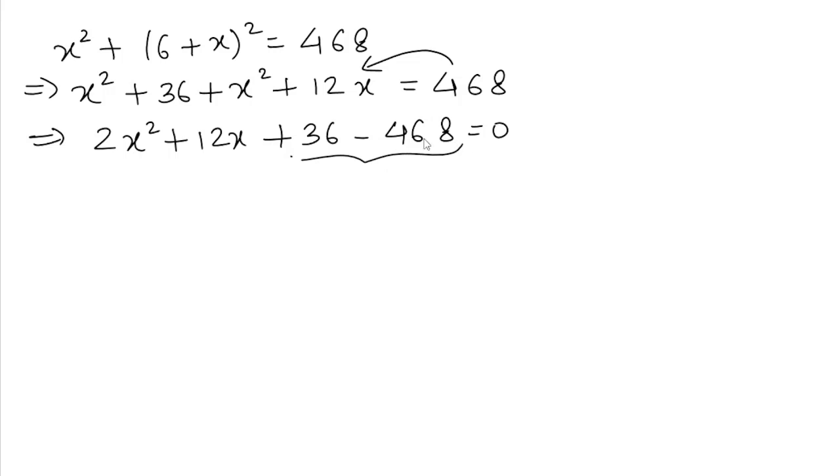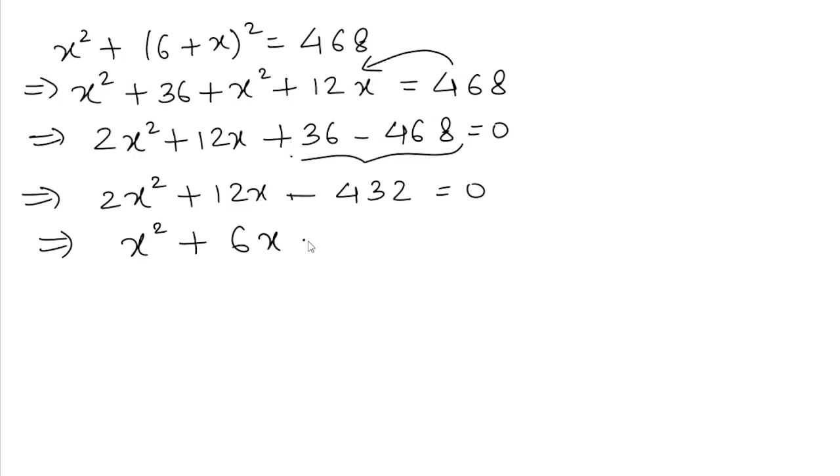Now the rest of the terms will remain the same. We have 12x plus 36 minus 468. So this is minus 482. Minus 432, I'm so sorry. This is minus 432. Now we can also observe that here 2 is common, so we can divide throughout by 2. So we will get x square plus 6x minus 216 equal to 0.